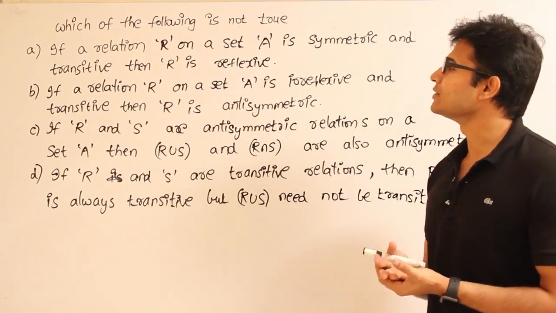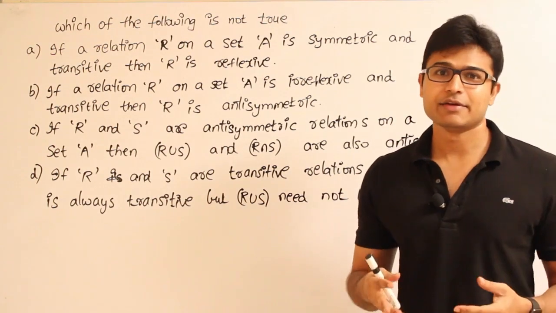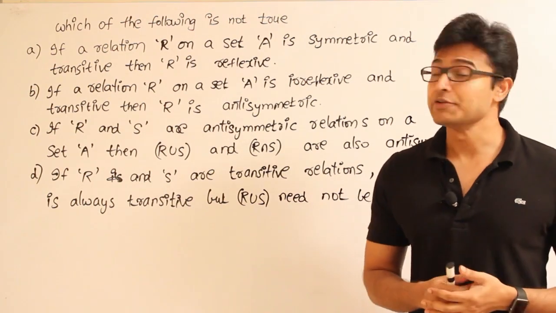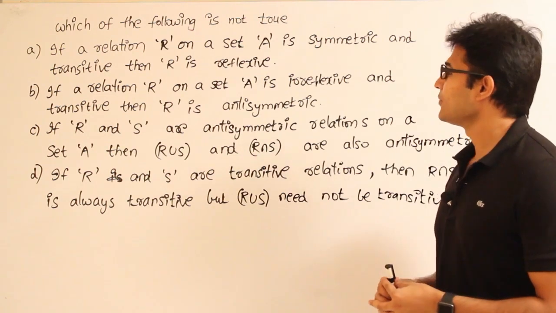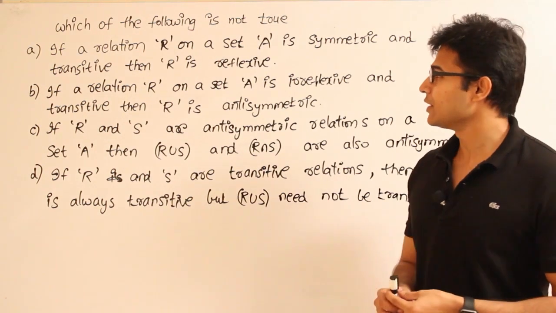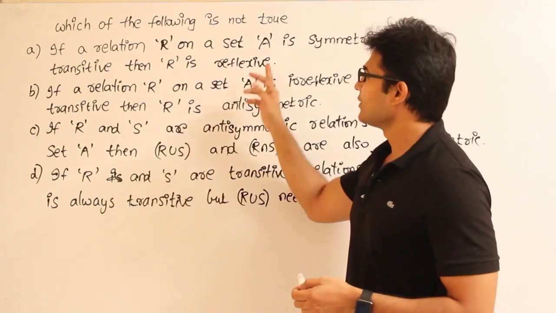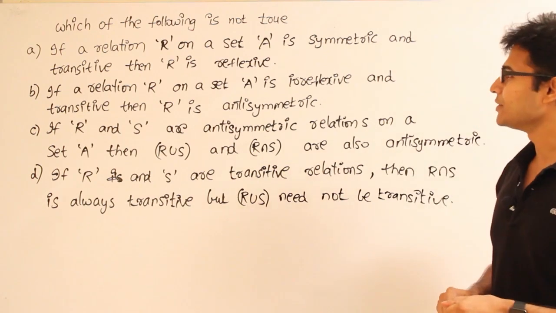So whenever I take this in classrooms, many people will have doubts on this. Even after explaining everything, still they'll ask me the same doubt. So just try to pay attention here. If a relation capital R on a set capital A is symmetric and transitive, then capital R is reflexive. So they are saying that the relation is symmetric and it is transitive. So what does it mean?